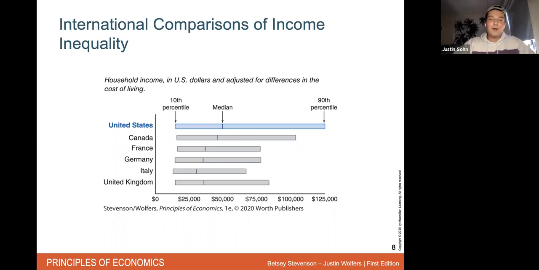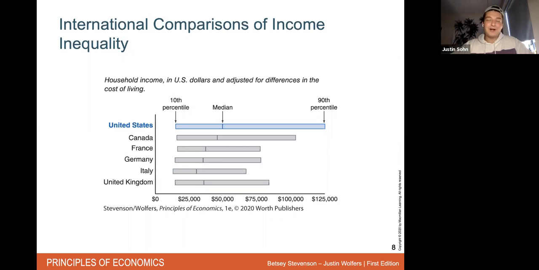Just one more example to illustrate this point further is comparing US income inequality to other nations around the world. This graph is titled Household Income in US dollars, adjusted for differences in cost of living. The 90th percentile means where the top 10% begin, and the 10th percentile is the bottom 10%. You can see that in the US, the range from the lowest to the highest is really, really big, and it's bigger than in any of these other nations.